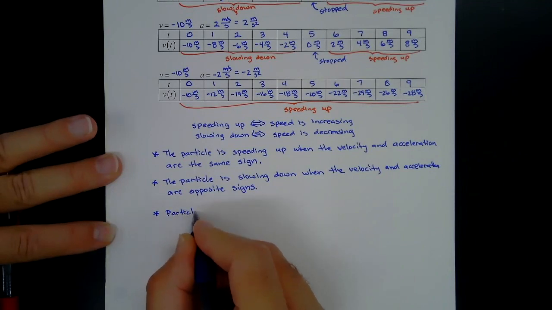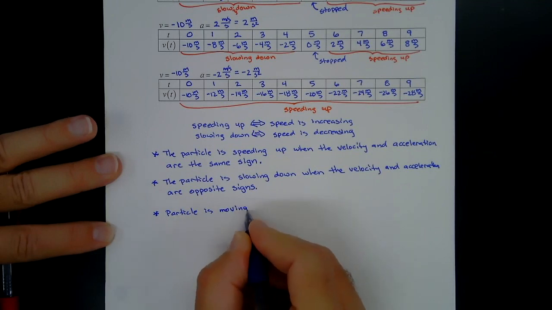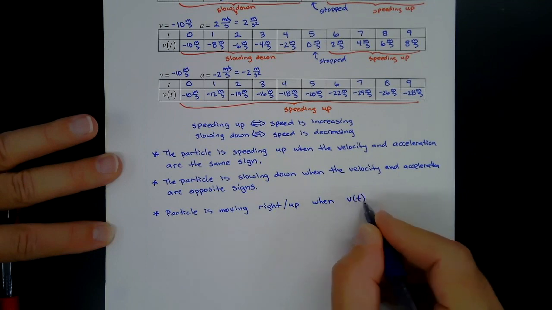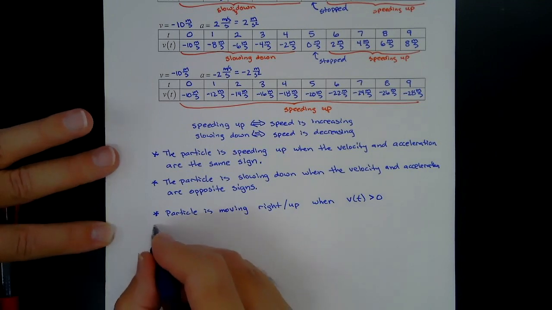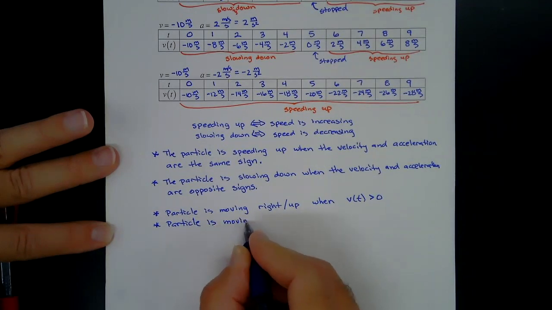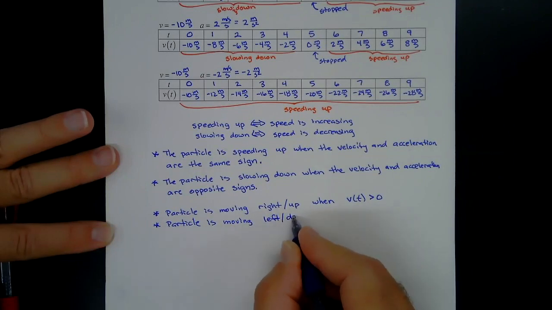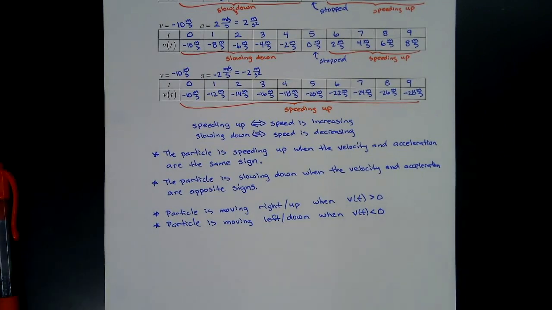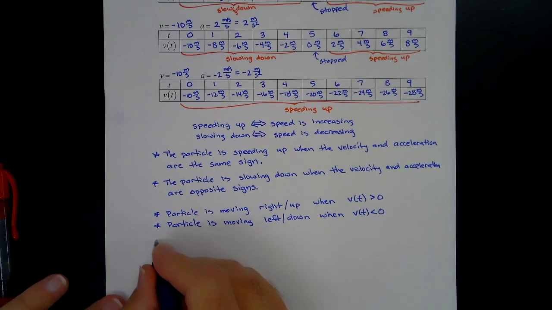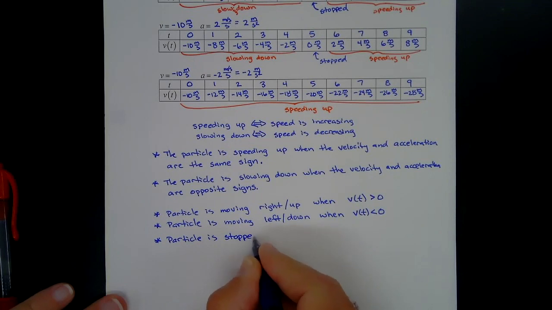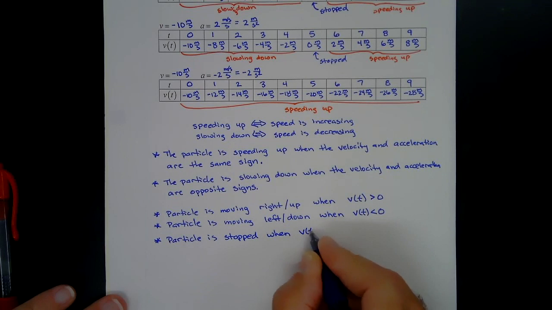Particle is moving right or up when v of t is positive, or greater than 0. Particle is moving left or down when v of t, the velocity, is less than 0. And then we know the particle is stopped when v of t equals 0, when the velocity equals 0.